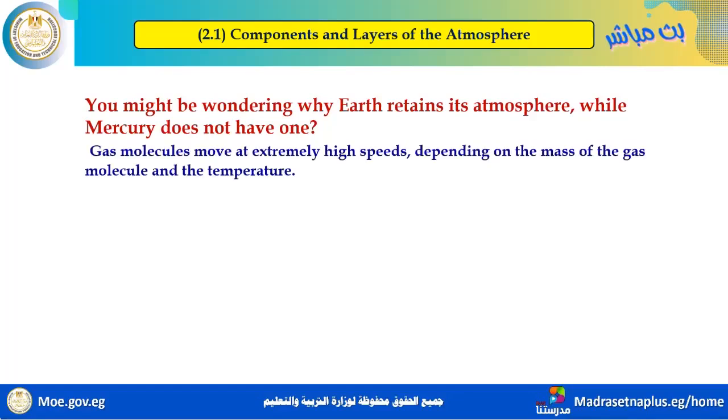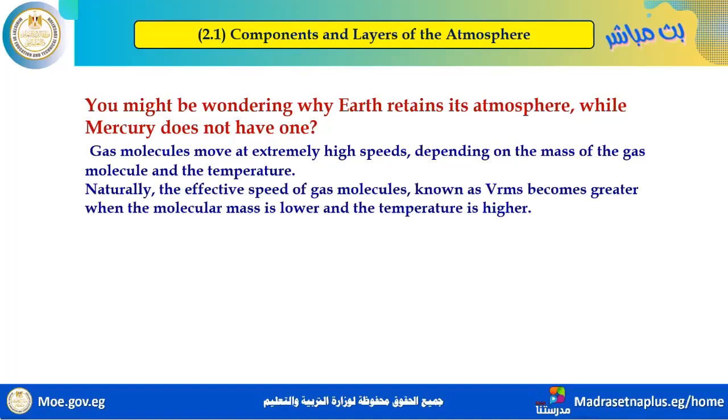Gas molecules move at extremely high speed, depending on the mass of the gas molecule and the temperature. Naturally, the effective speed of the gas molecules, known as VRMS, becomes greater when the molecular mass is lower and the temperature is higher. Again, the effective speed of the moving gas molecules, known as VRMS, becomes greater when the molecular mass is lower and the temperature is higher.